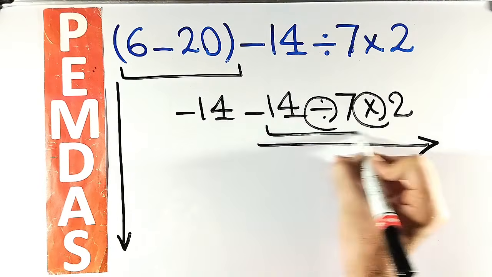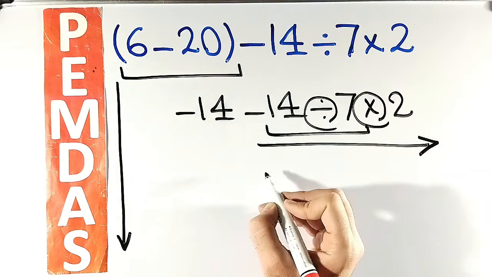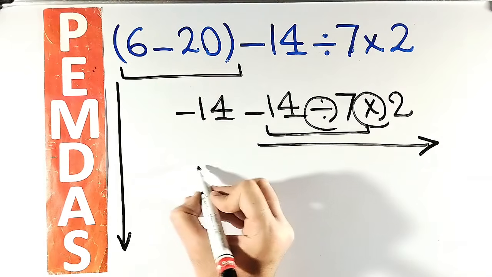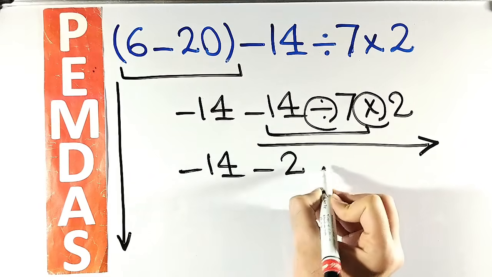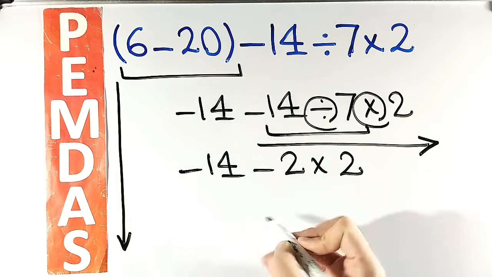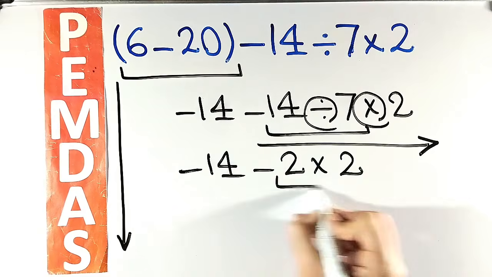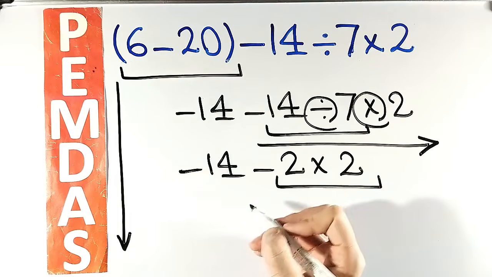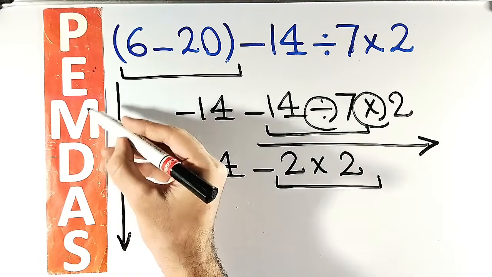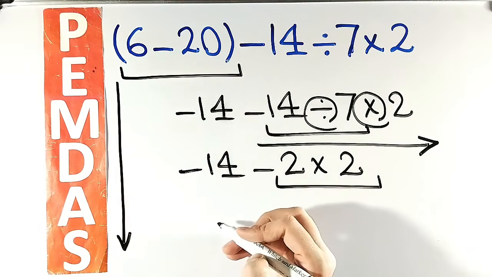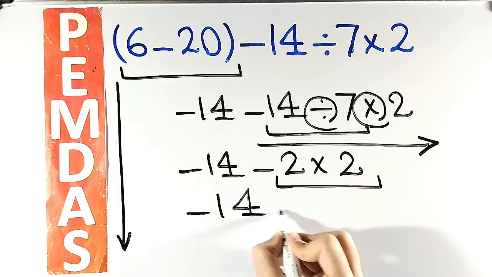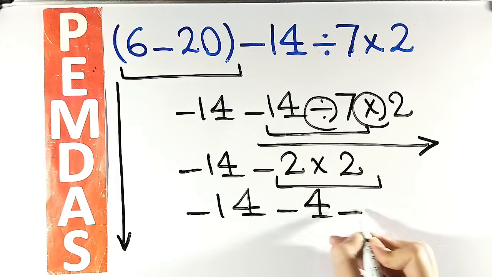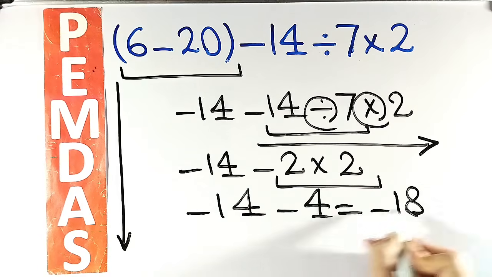So, first we go for the division between 14 and 7, and instead of this expression, we can write negative 14 minus 2 multiplied by 2. And the final step, we go for the multiplication between 2 and 2, because multiplication has a higher priority than subtraction. So, we rewrite this expression as negative 14 minus 4, which finally gives us the answer negative 18.